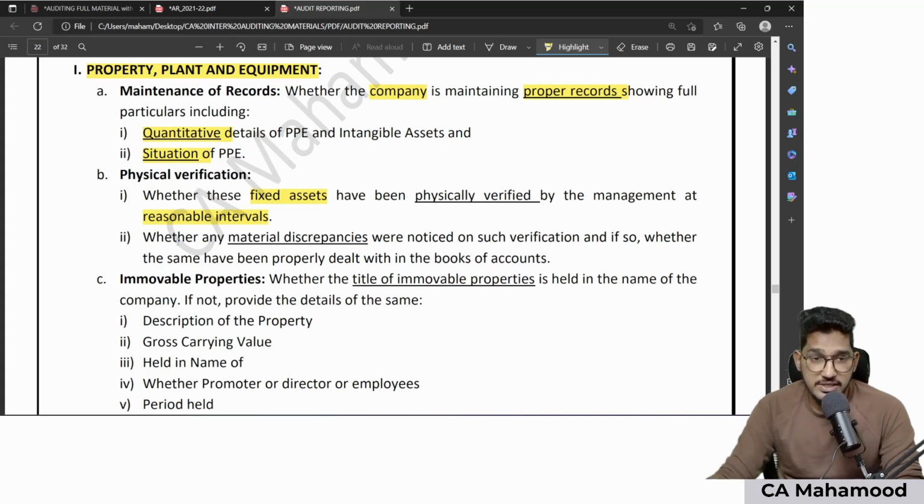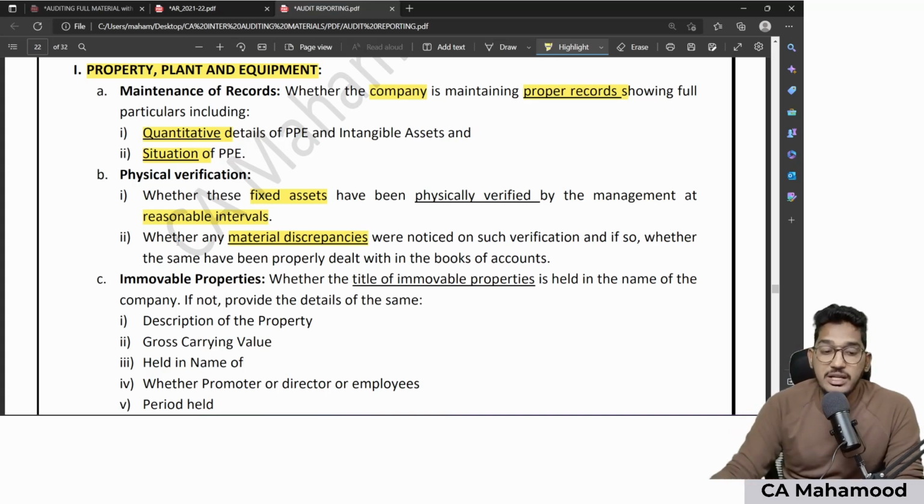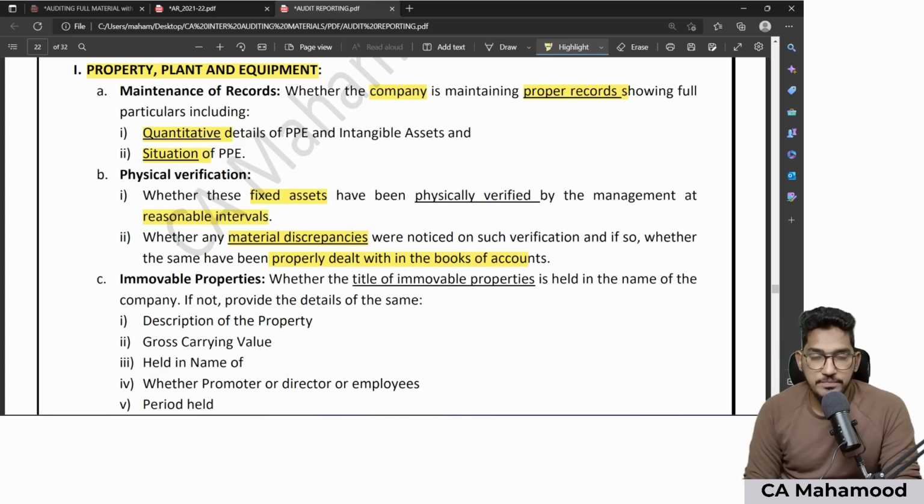And on doing such physical verification, did the management find out any material discrepancy? Any differences found by doing that physical verification? If yes, whether they have been properly dealt with in the books of accounts, whether they have been properly adjusted in the books of accounts. So this is the second point regarding physical verification. First point is regarding maintenance of records. Second point is regarding physical verification.